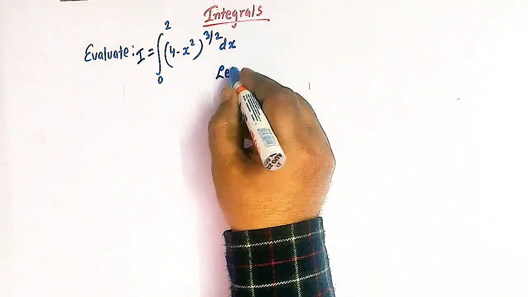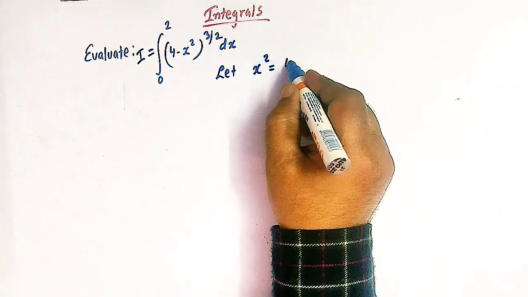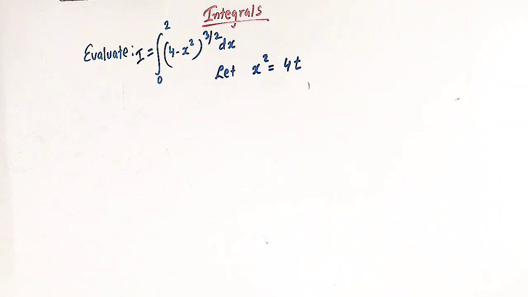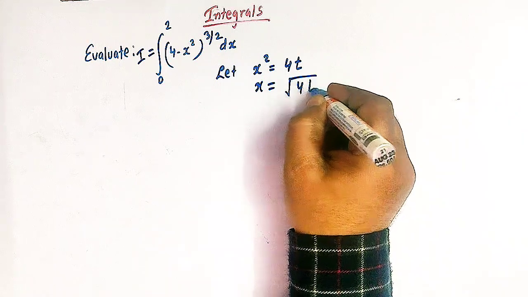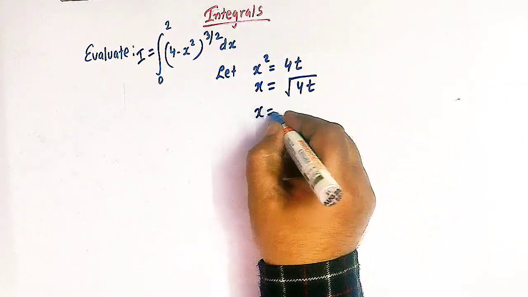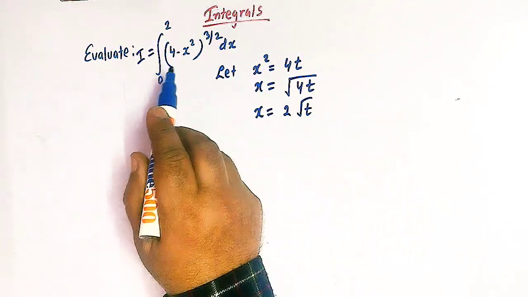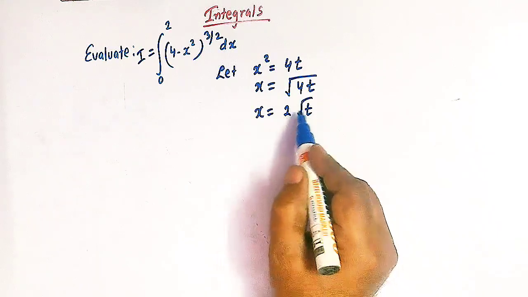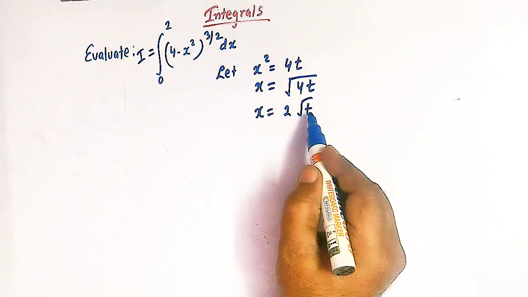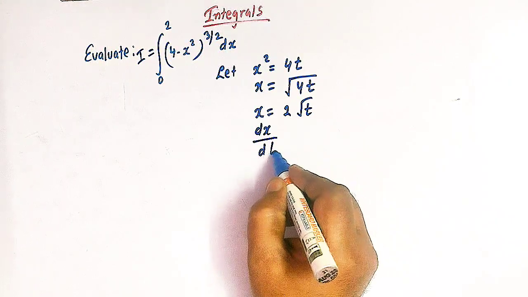We'll substitute x square is equal to 4 times t, where t is our new variable. Now x can be written as square root of 4 times t, so x is equal to 2 times square root of t. So basically we are going to substitute x is equal to 2 times square root of t, and t is our new variable. So let us differentiate x with respect to t.